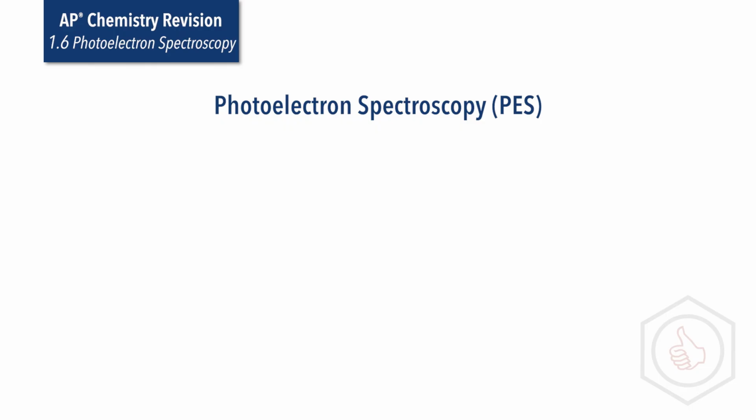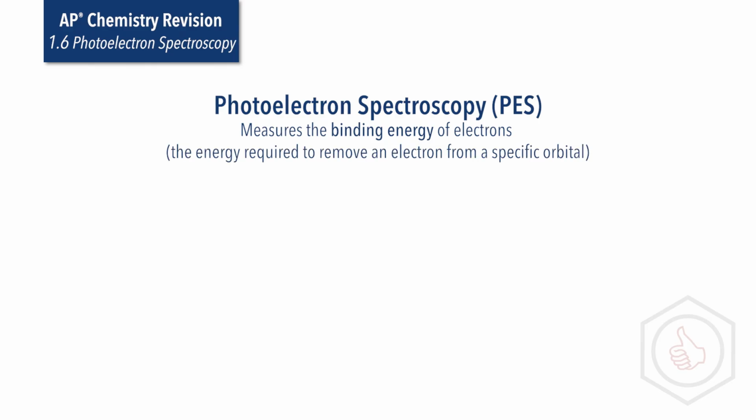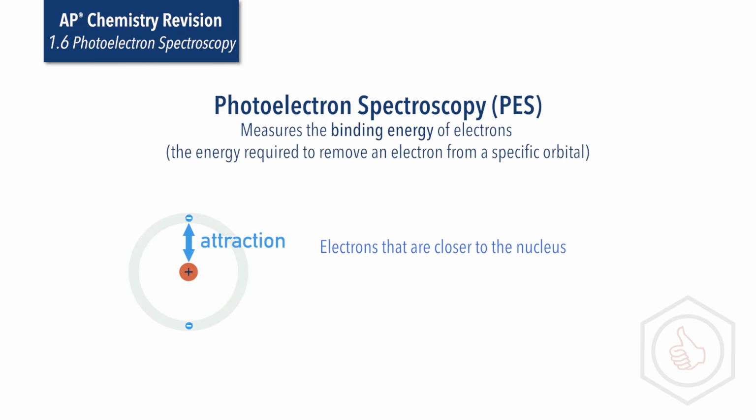Photoelectron spectroscopy, or PES, measures the energy needed to remove electrons from different subshells in an atom. Specifically, it measures the binding energy of electrons, the energy required to remove an electron from a specific orbital. Electrons that are closer to the nucleus are more strongly attracted to it and therefore require more energy to remove, having a greater binding energy.